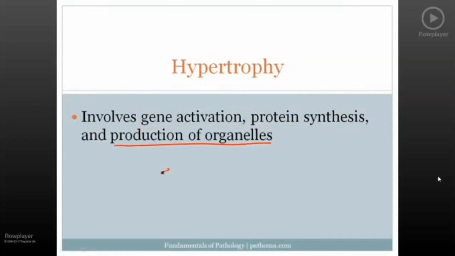If the cell is going to go from this size to this size, then it's going to need the organelles that are necessary for cellular function. For example, mitochondria is important for cellular function, and so you will need to increase the number of mitochondria in a cell if we increase its size. So production of organelles is also an important mechanism of hypertrophy, and both of these go hand in hand. So that's why I say here in your text that hypertrophy involves gene activation, protein synthesis, and production of organelles.